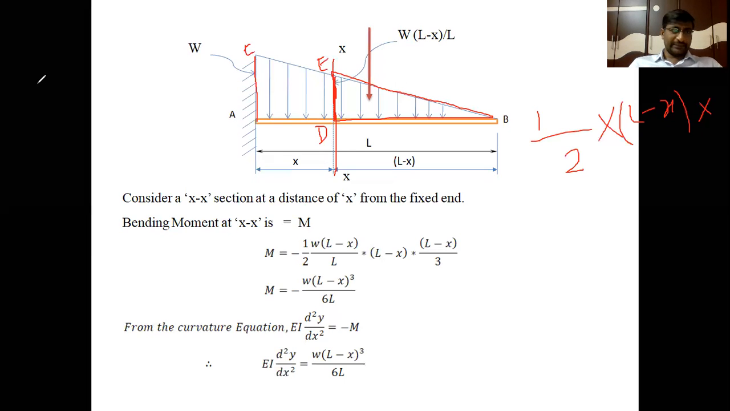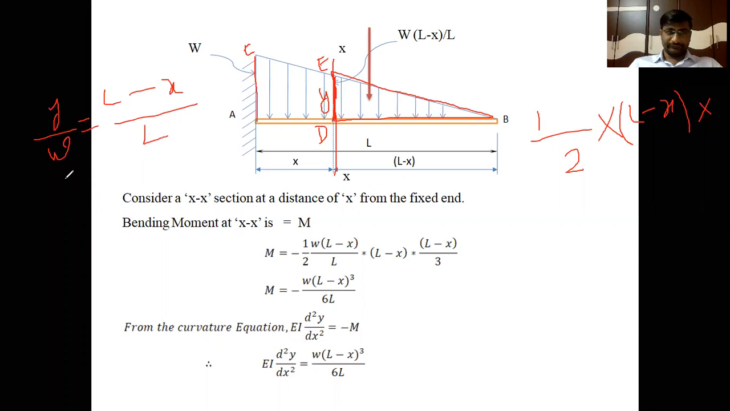For the smaller triangle DBE, let us take this height DE as Y. Y divided by the height of the bigger triangle, W, the load intensity at A, is equal to the length of the smaller triangle, L minus X, divided by the length of the bigger triangle, L. From this we can find the height of the smaller triangle DBE: Y equals W into (L minus X) by L. This is the height of the smaller triangle, which I have written here as W into (L minus X) by L.